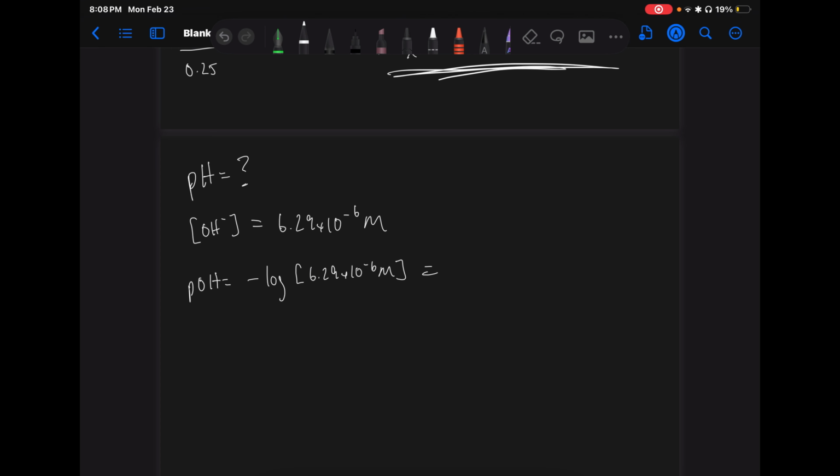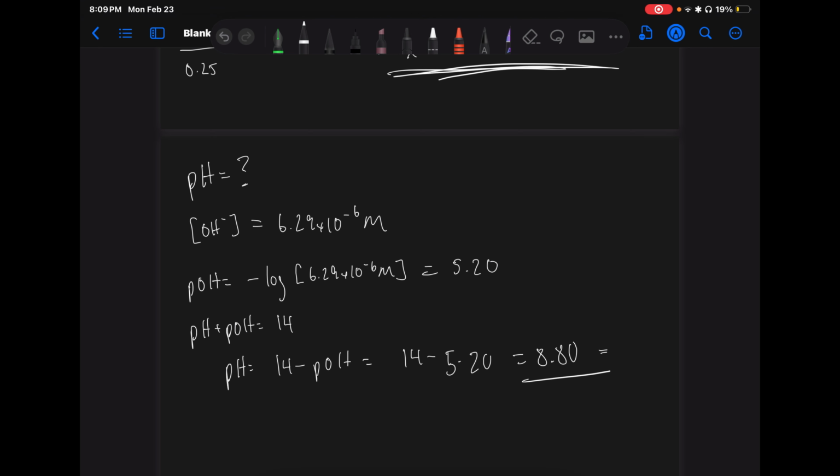Once you input this into your calculator, you would get 5.20. So the pOH is 5.20, but we need to find the pH. pH plus pOH is equal to 14. Therefore, pH is just equal to 14 minus pOH. This is 14 minus 5.20, and you should get a value of 8.80. And this is equal to our pH, and that is the answer to our question.